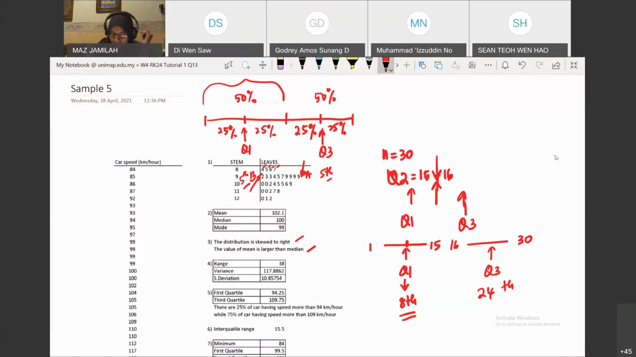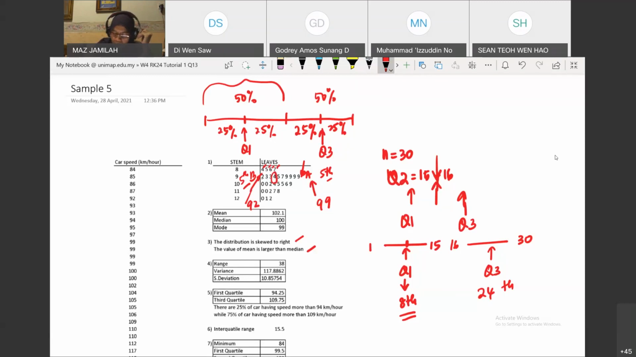Why B? Because if we start from B, it will be 92. If we start from A, it will be 99. We don't want to skip the data that we have in the data set. So it will be the 4th, 5th, 6th, 7th, the 8th.